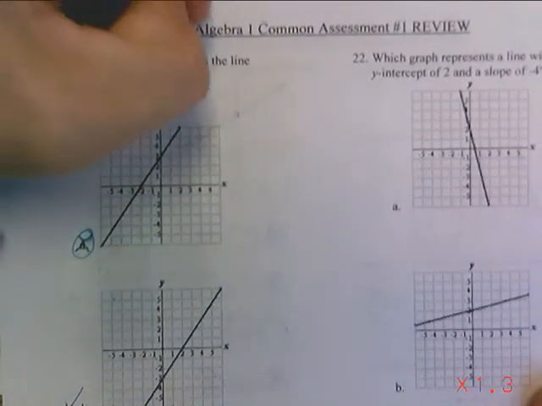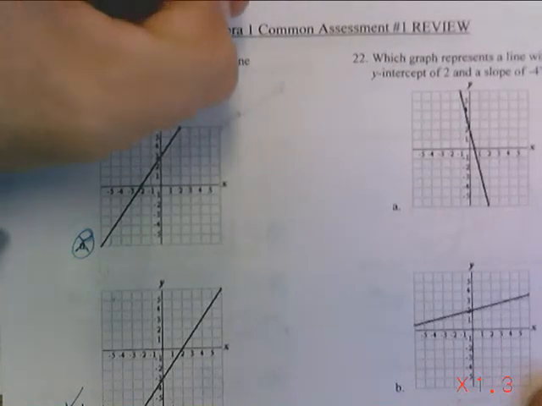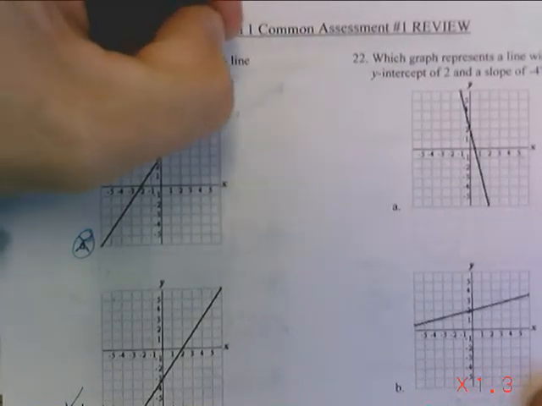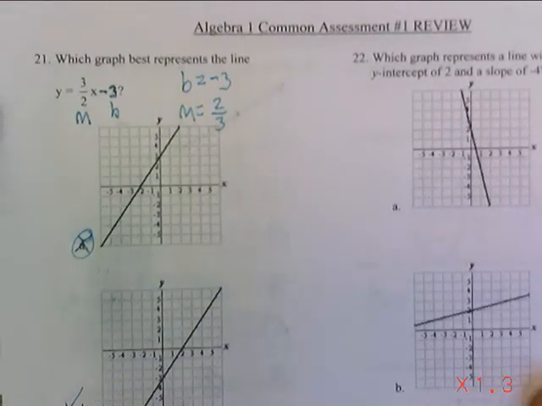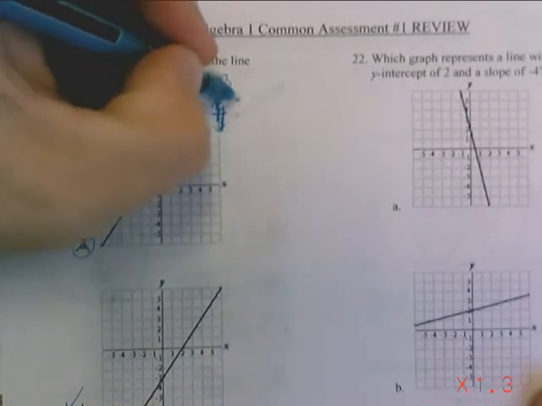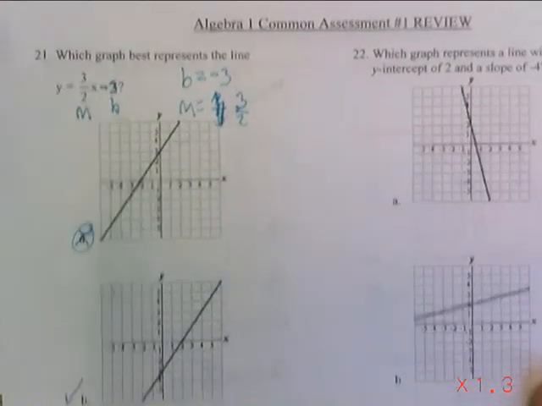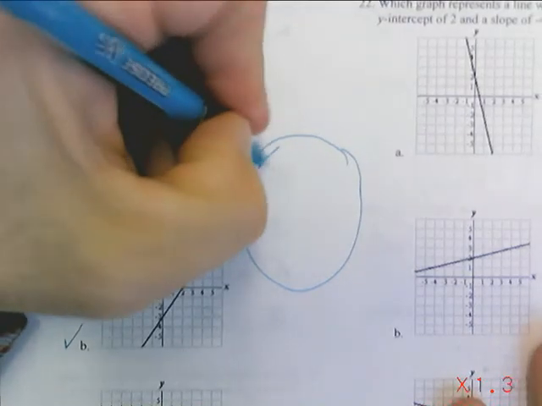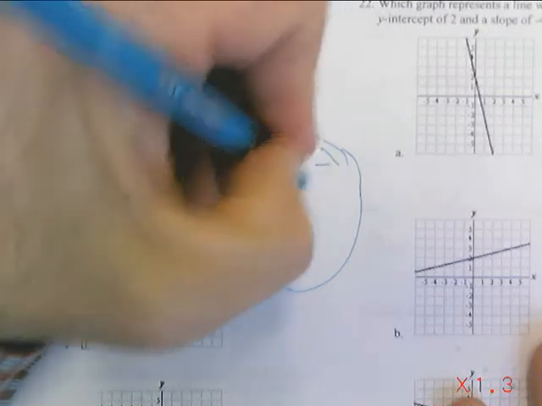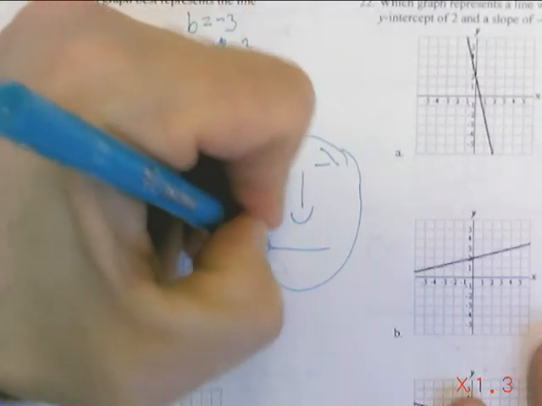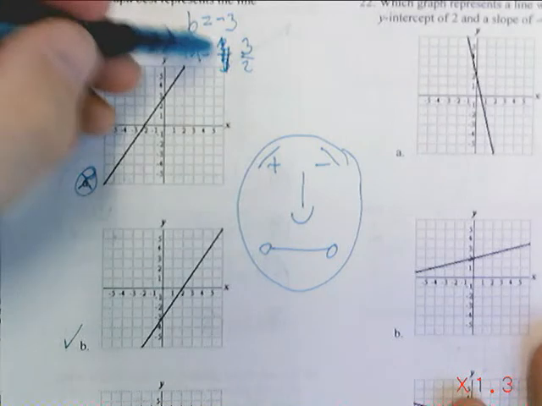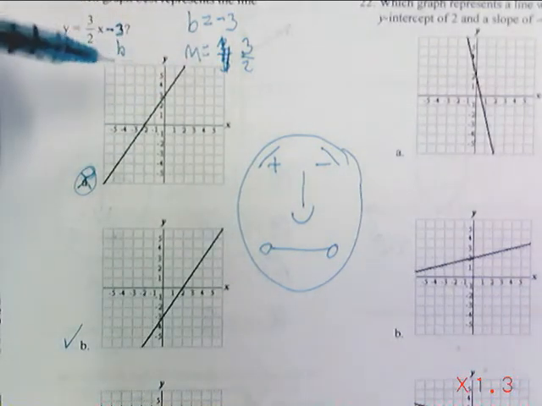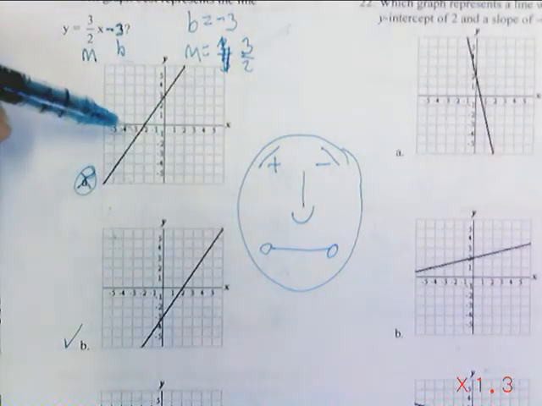So my B is -3. My M is 3/2, so it's positive 3/2. So we'll use slope guy to help us eliminate a choice if we can. Because the slope is 3/2, we want an uphill line. It looks like the eyebrows. A, well, we've already eliminated A.